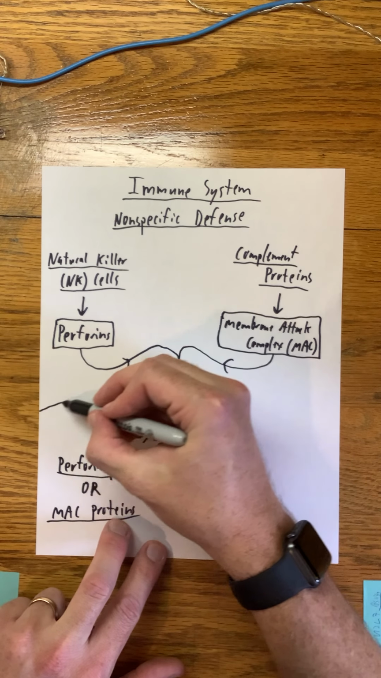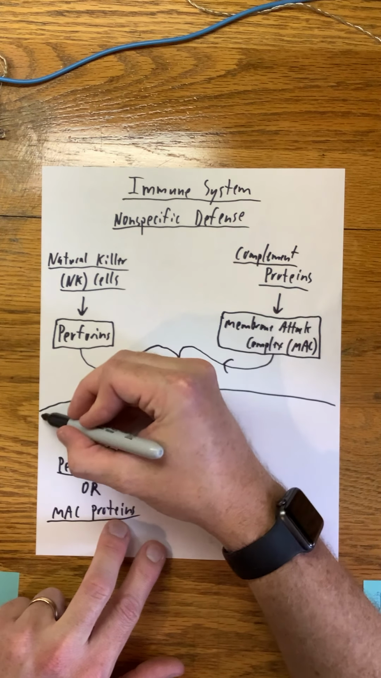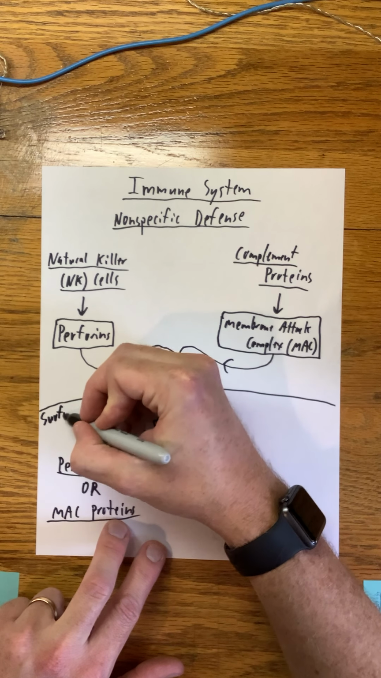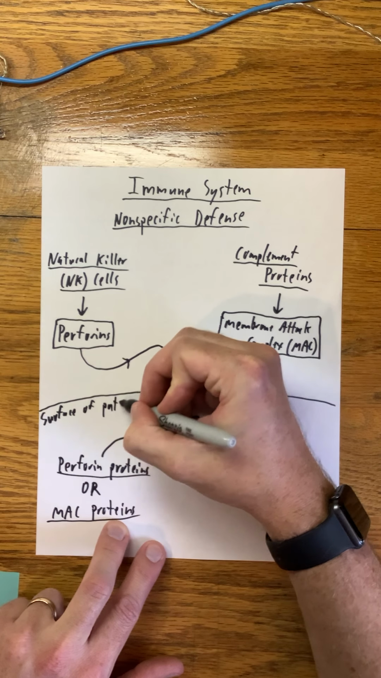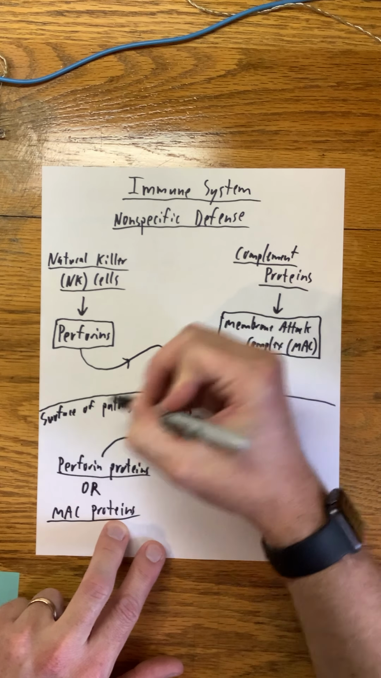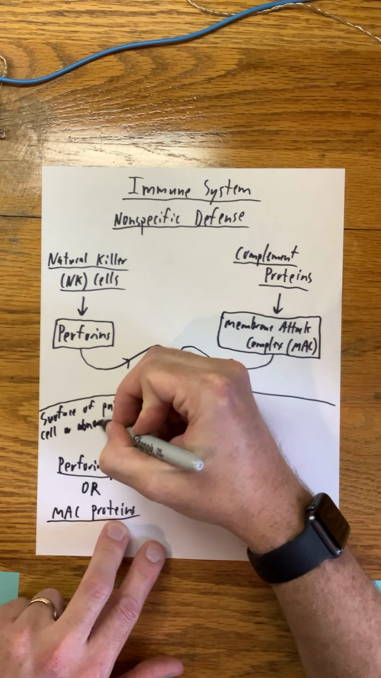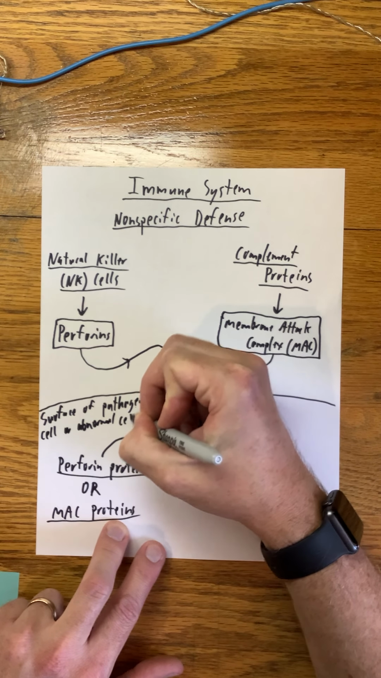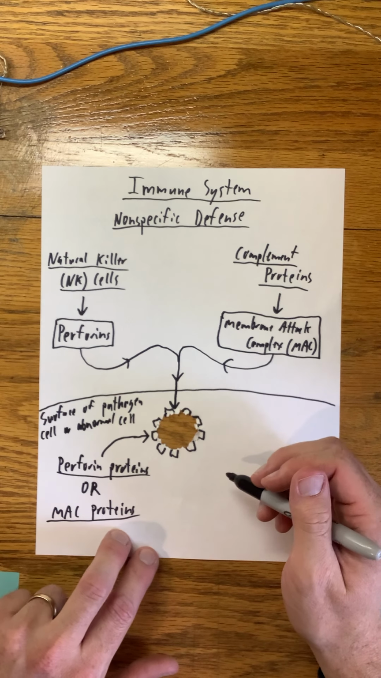I draw just kind of a slightly curved line going across here, and let's label this as the surface of pathogen cell or abnormal cell. That's because this could also be like a cancerous cell that needs to be destroyed.